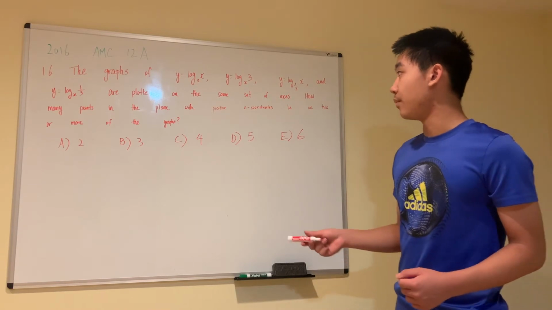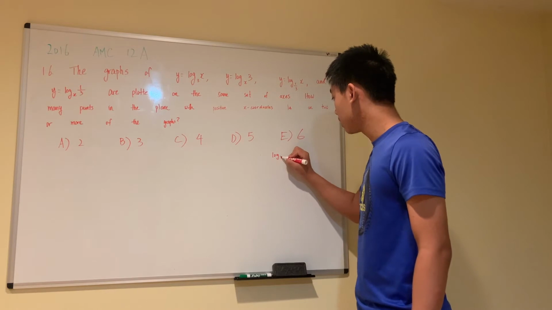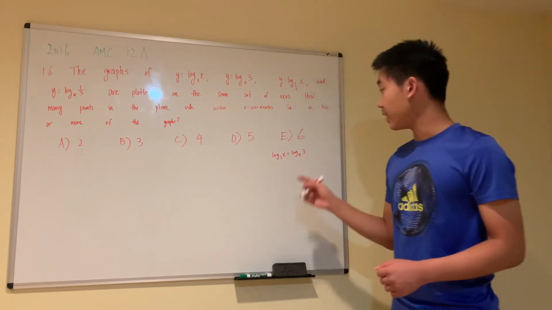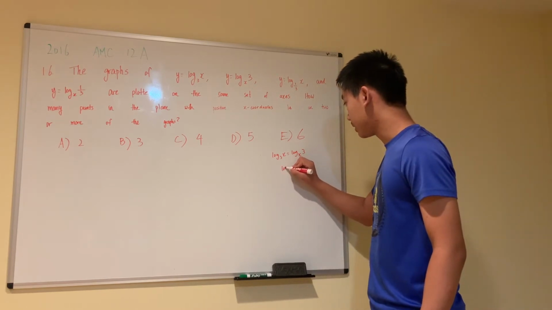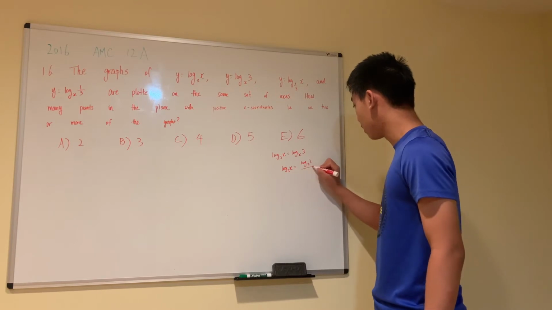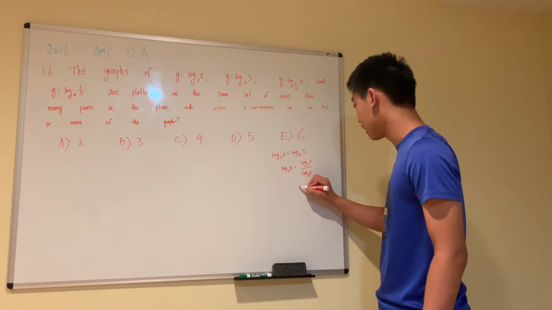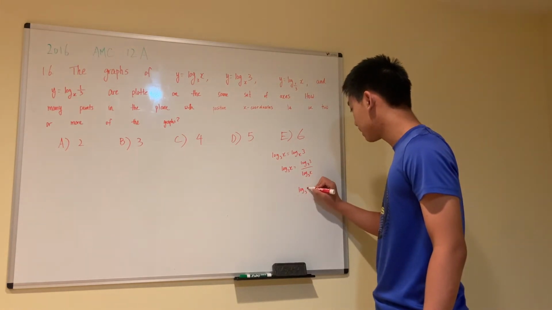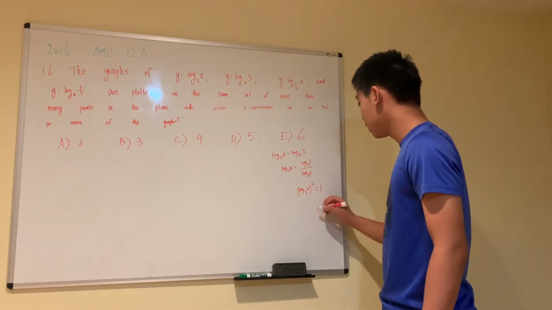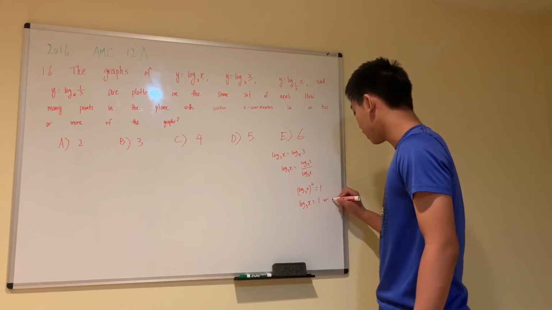So first we can pair these two equations. So we have log base 3 of x equals log base x of 3. If we use change of base on the right side, we're going to get log base 3 of x equals log base 3 of 3 over log base 3 of x. And if we multiply log base 3 of x on both sides, we're going to get log base 3 of x squared equals log base 3 of 3, which is just 1. So we know that log base 3 of x can be 1 or negative 1.